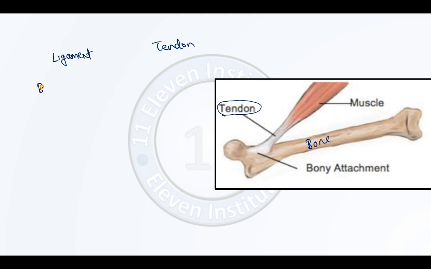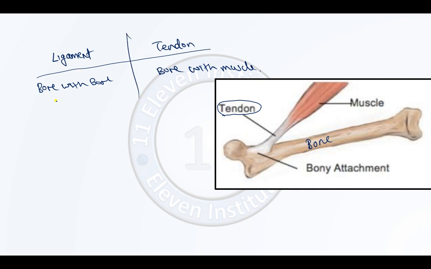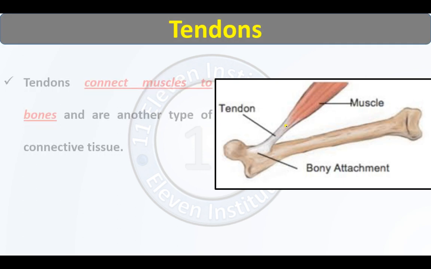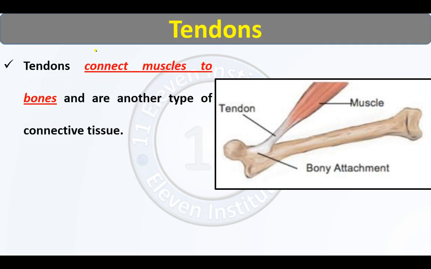In ligament, the bone is joined with another bone. Here the bone is joined with a muscle. Ligament and tendon: the ligament connects two bones, and the tendon connects the bone with muscles. This is the basic difference between the function of a ligament and a tendon, which is very much clear from this image, where there is a muscle and there is a bone over here. Right. So let us study about tendons.